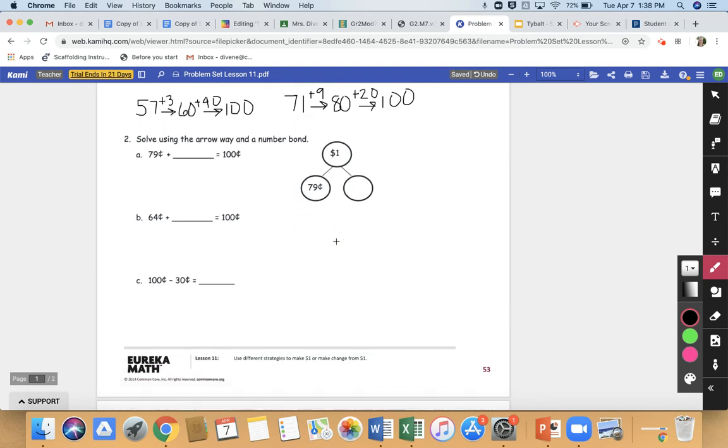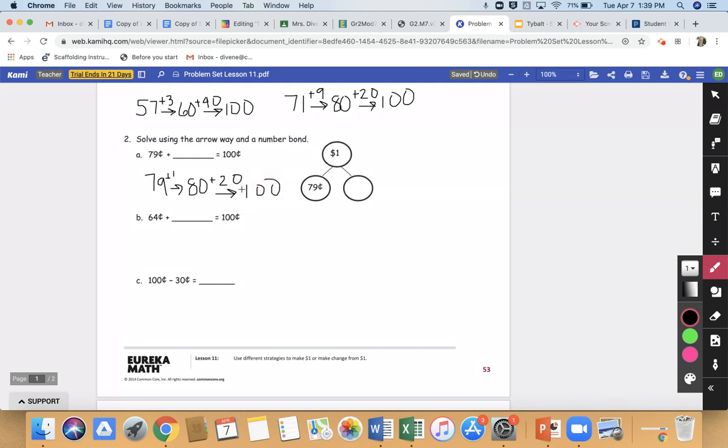Okay, number 2, it says solve using the arrow way and a number bond. So I'm going to start with letter A here and finish this one off, and then I'll do letter B, and then I want you guys to do C on your own on a piece of paper. So if we are going to start at 79 cents, I want to get to the next 10. So 79 plus 1 more will get me to 80. And just like our last problem up here, 20 more will get me to 100. So here's 20, and that's going to get me to 100.